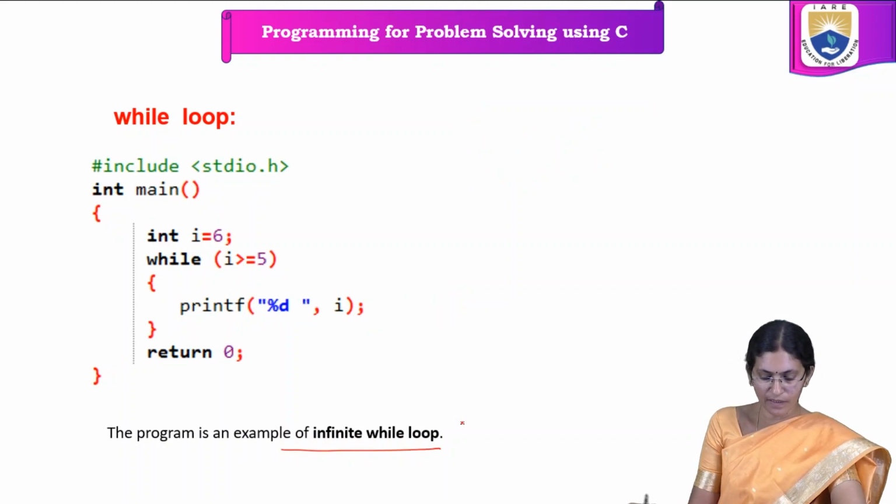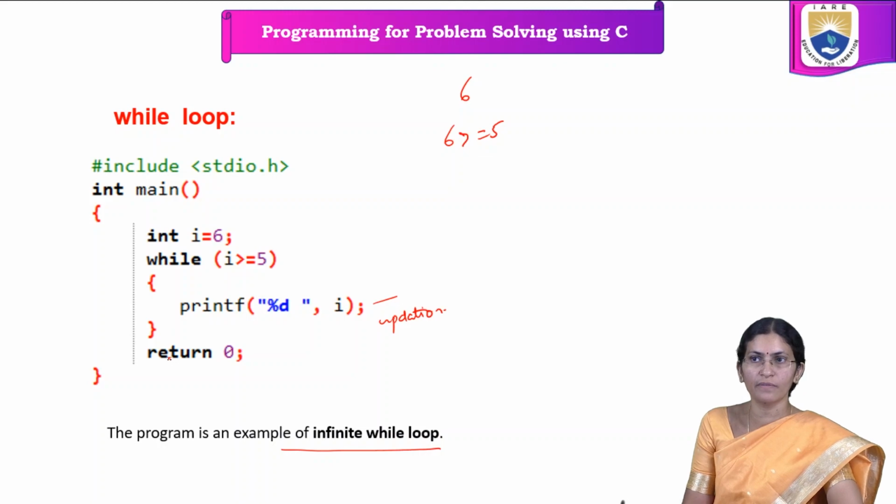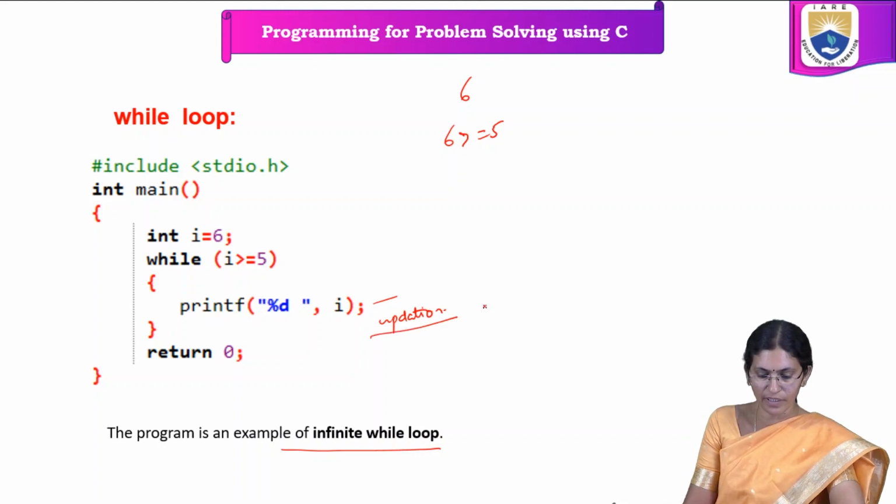So this is also an example of an infinite while loop. Suppose the initial value of i is equal to 1. We are checking the condition i is greater than or equal to 5. Here also we have not included any update expression in the body of the while loop. Therefore this will run an infinite number of times.